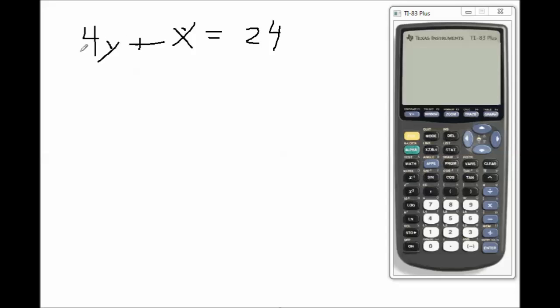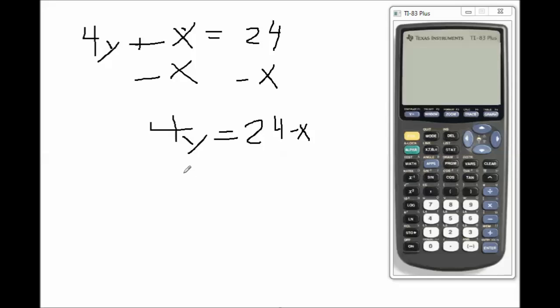So if we want to get y by itself, we'll just subtract x. It's like if it said plus 9, we'd subtract 9. But it doesn't. It says plus x, so we subtract x. Well, what's 24 minus x? Well, it's 24 minus x. We cannot combine those, so why would you? And we have 4y. Okay, now we need to get y by itself, and as you know, we divide by 4. We need to divide this entire thing by 4.